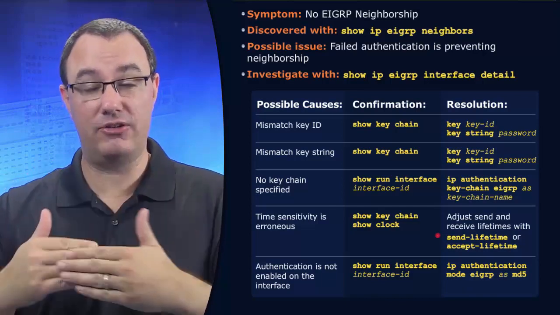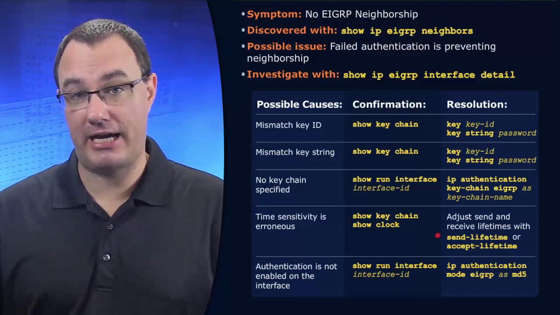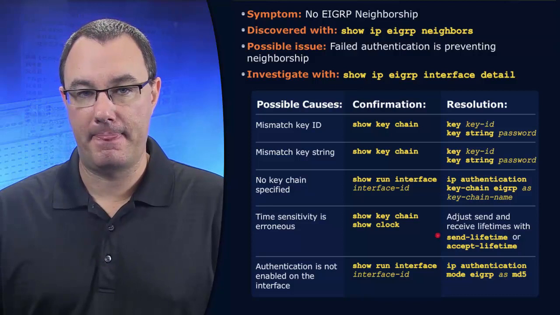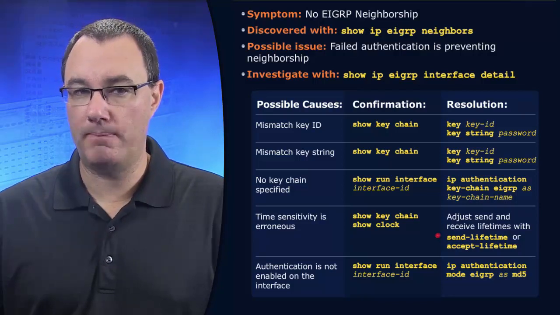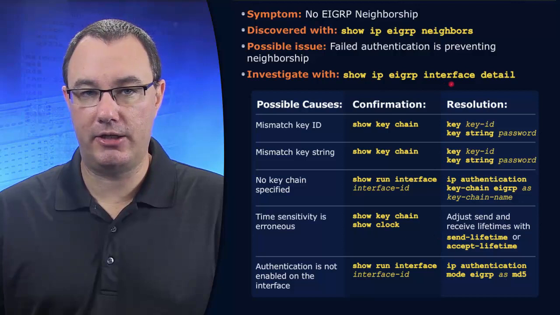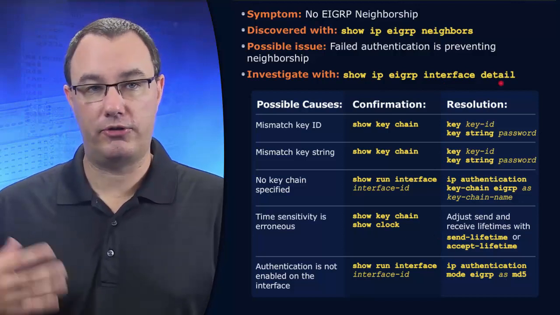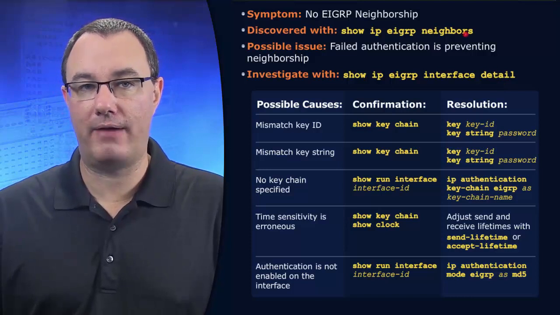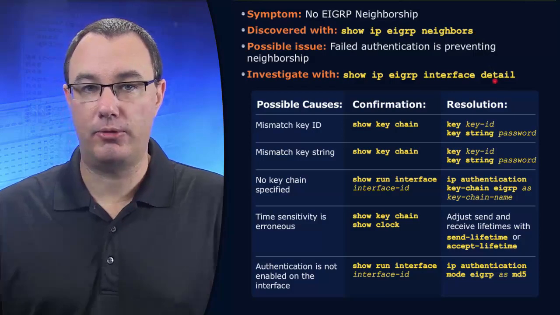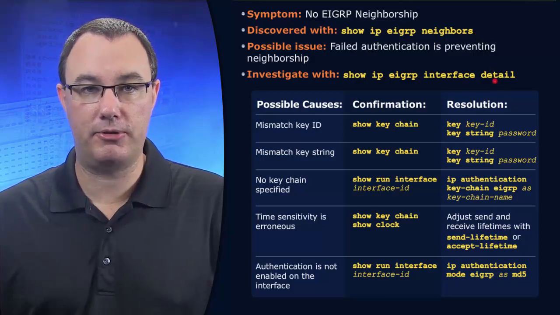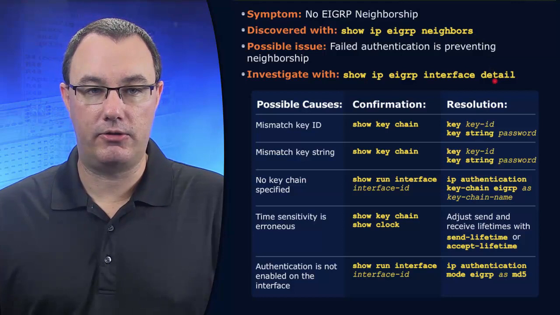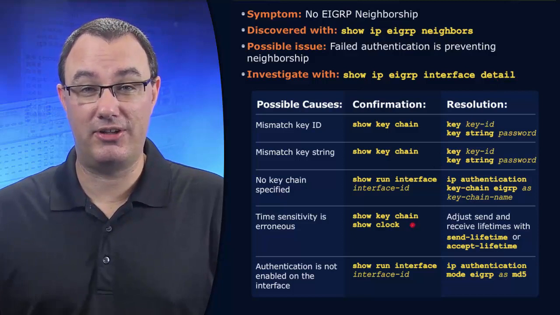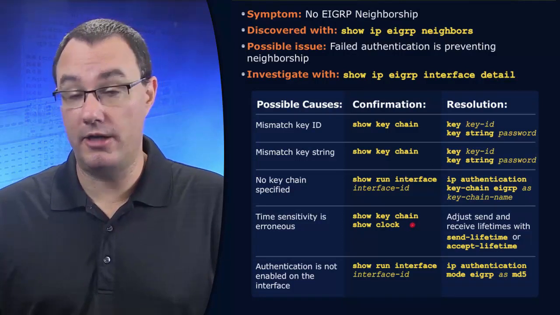So there's three things you've got to map. You have to make sure that your time is accurate as well. So you're going to do a show clock in order to validate that. You see, there's a lot that can go wrong. Show IP EIGRP interface detail will give you some clues as to all of the authentication information as well. So it's definitely a good place to go after you see that your neighborship is not there. And the biggest issue is definitely making sure that the time sensitivity information is not the problem.